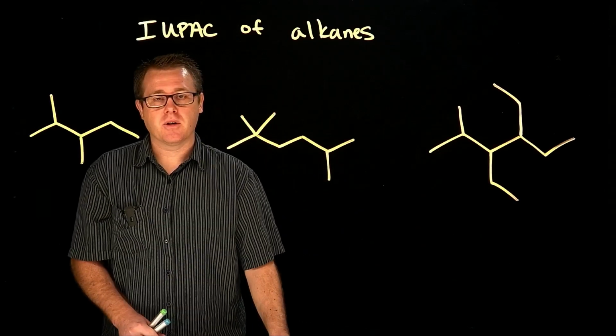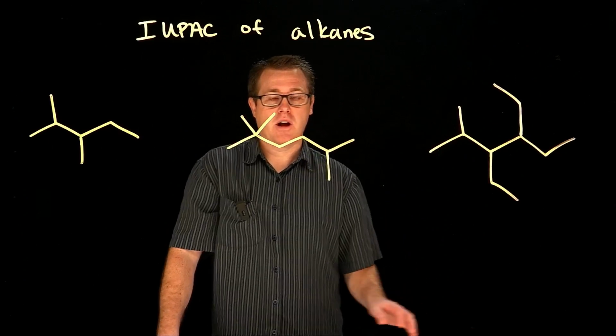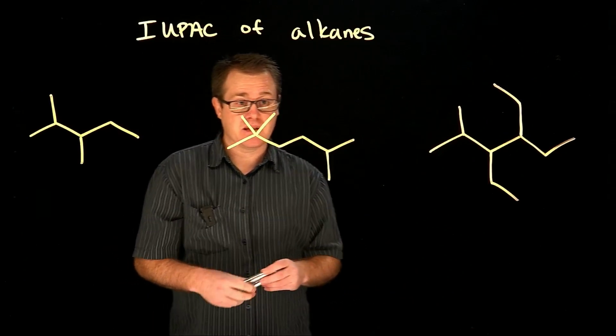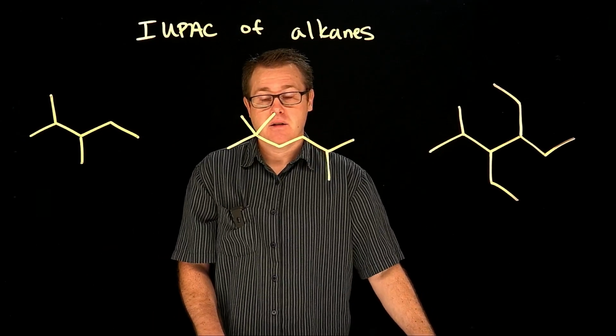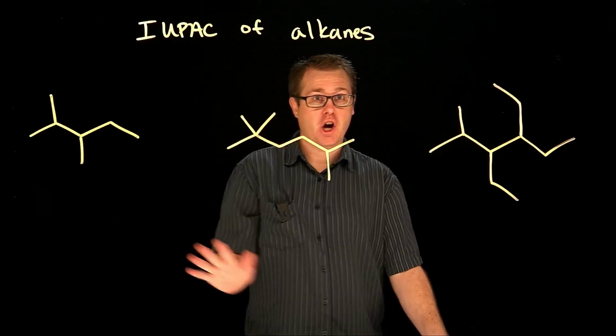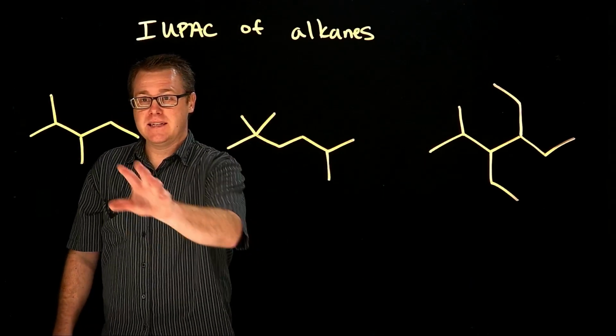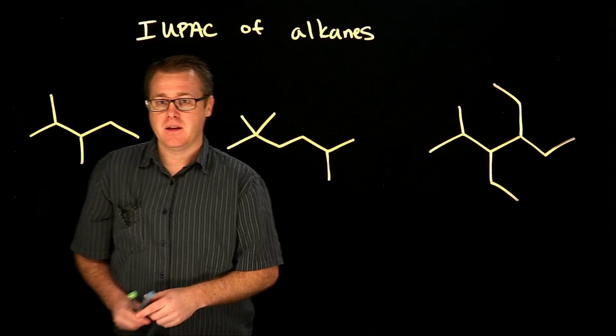So in this video, we're going to cover the nomenclature of alkanes. We're not going to have any substituents on these alkanes like halogens or nitro groups or anything like that. It's just all going to be carbon and hydrogen for this video. So let's tackle this problem here first.